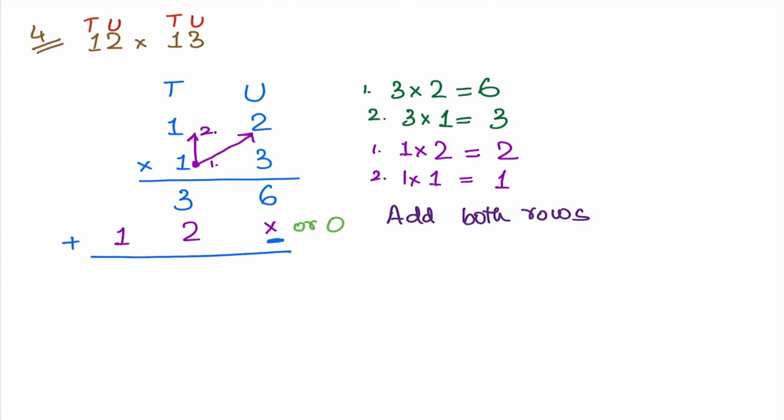So you will read it as 6 plus 0 is 6. Okay? So 6 plus 0 is 6. Then we have 3 plus 2. 3 plus 2 is 5. And then we have 1. So the result of 12 times 13 is 156.